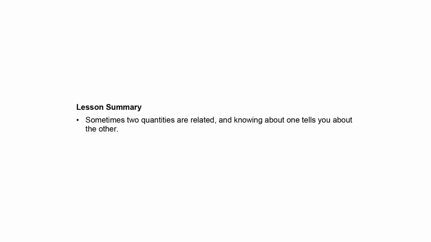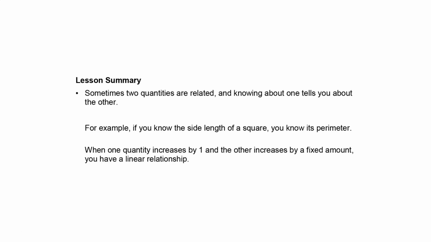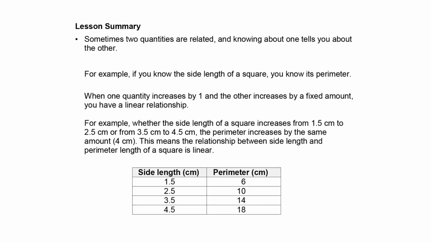Lesson summary. Sometimes two quantities are related, and knowing about one tells you about the other. For example, if you know the side length of a square, you know its perimeter. When one quantity increases by 1, and the other increases by a fixed amount, you have a linear relationship.